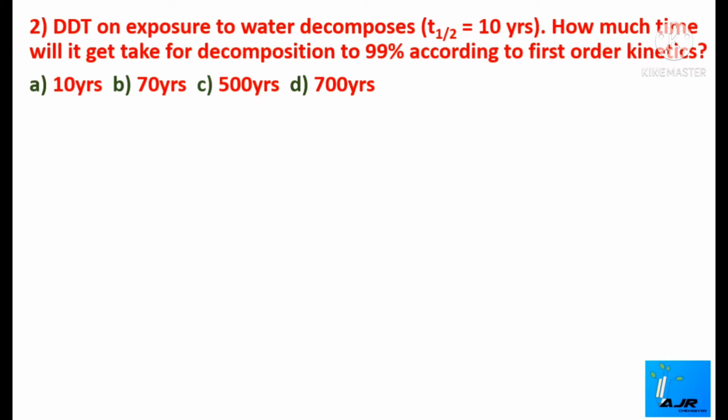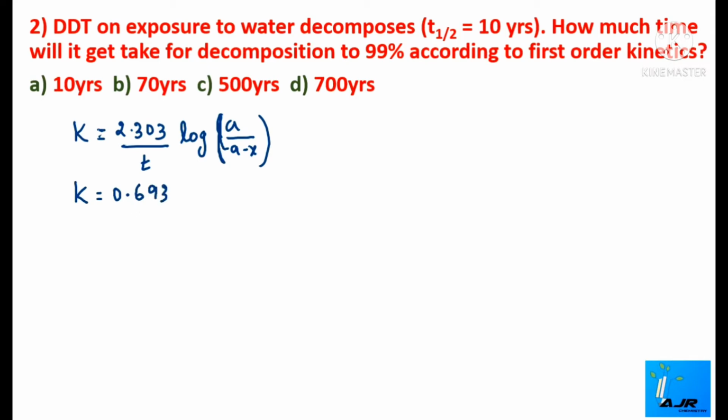So, let me write the formula for the rate constant for the first order first. K is equal to 2.303 by T log initial concentration A divided by concentration after time T. So this is the formula for rate constant. And now let me write the formula which relates this half-life period with that of the rate constant for the first order reaction. So rate constant K is equal to 0.693 by T half. So this is the formula which relates half-life with that of the rate constant.